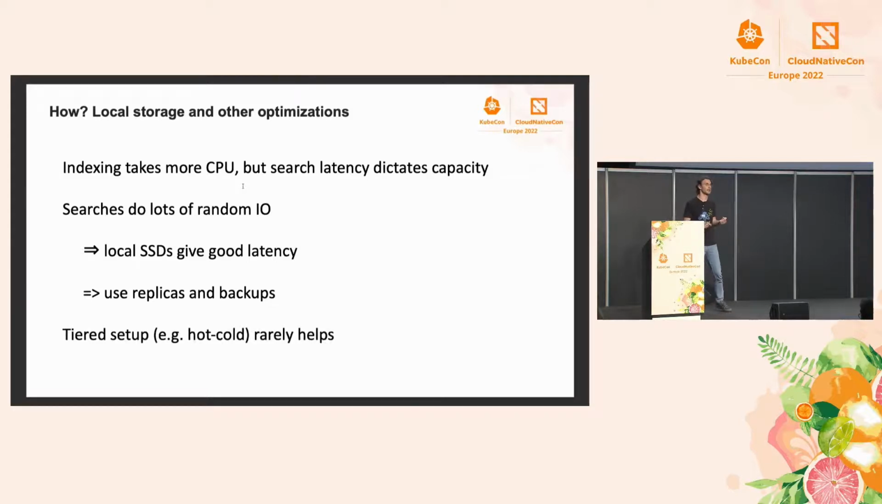And the last one is, you may have heard of hot, warm, cold, colder kind of architectures. The idea is you have, let's say, your best hardware in the hot tier. That's where your indexing happens. That's where most of your searches, recent searches, will happen. And as data becomes less relevant, we move it down to lesser hardware.